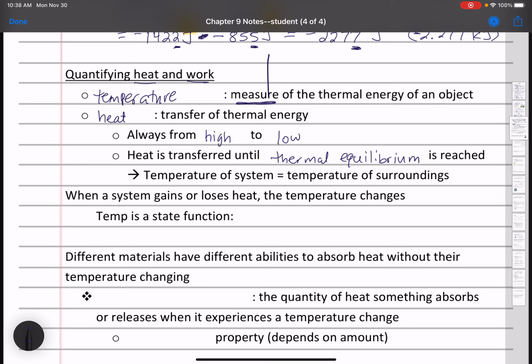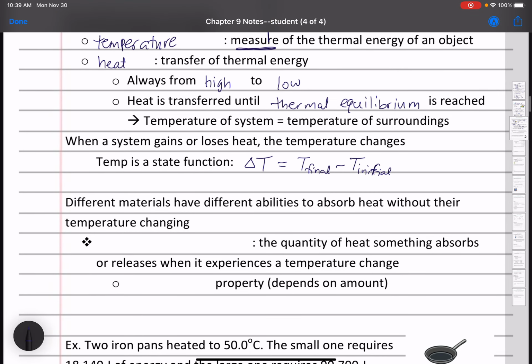All right, so when a system gains or loses heat, the temperature changes. And temperature is a state function. So change in temperature is just whatever the final temperature is minus the initial temperature.